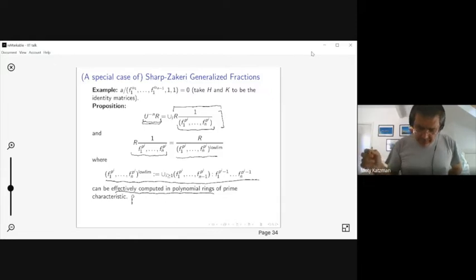Sorry, what I meant to write is not quite this. What I meant to write is this.